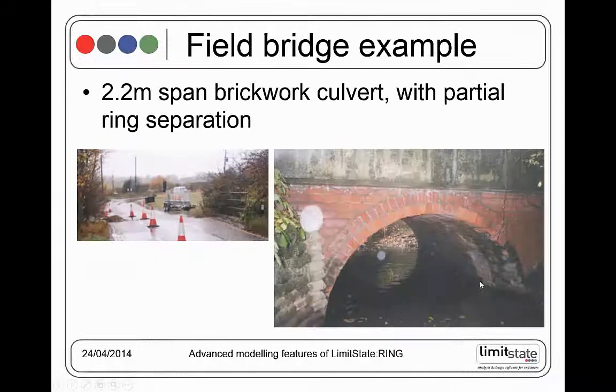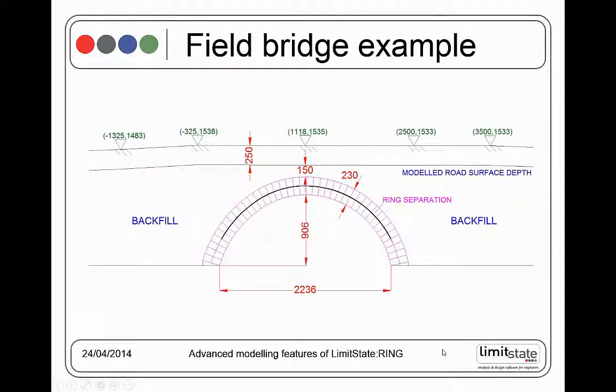Okay, so I'm going to move on to a more practical example. This is a very short span bridge in the field. It's a culvert over a stream, and some hammer survey was carried out, which indicated that a large proportion of the span of this bridge had ring separation, but close to the springings, that wasn't present. So I'm going to show you an example of how we can model that in practice.